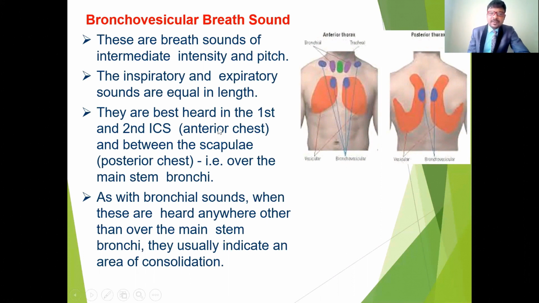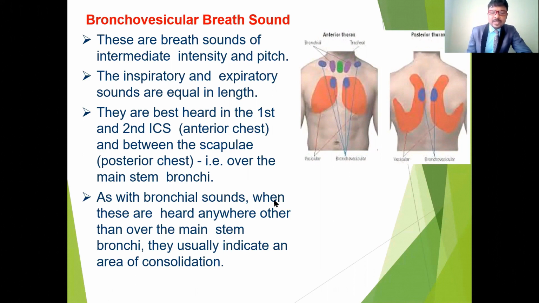They are best heard in the first and second intercostal spaces on the anterior chest wall, and on the posterior chest wall, between the scapulae. That is where we hear the bronchovesicular sounds. If the intensity is louder somewhere else, it means it is not bronchovesicular.